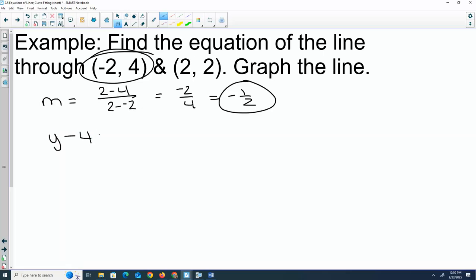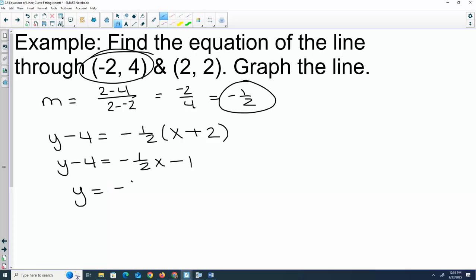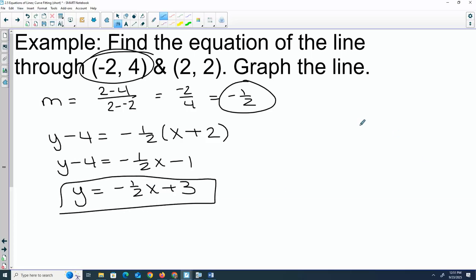So y minus 4 equals negative 1/2 x minus negative 2 makes x plus 2. So we get negative 1/2 x minus 1. Add over the 4. So negative 1/2 x plus 3. For graphing it, you could either plot your 2 points and draw a line between them, or start at 3. Slope is negative 1/2, so down 1 over 2. And we'll get the same line either way.